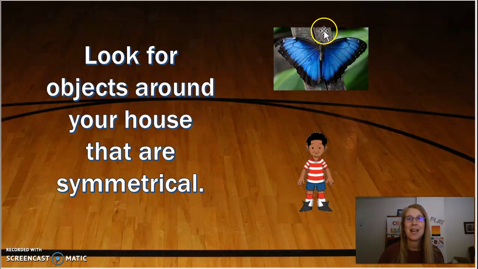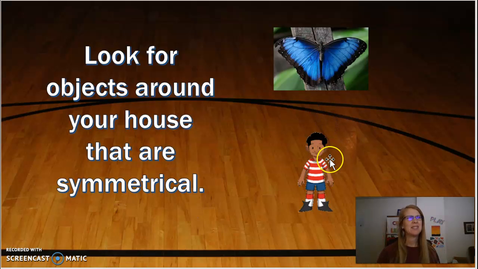And look for symmetry in nature. Here's a picture of a butterfly. Do you notice that a butterfly's wings are symmetrical? Both sides of their wings have the same coloration at the same spot. When they fold it together, they are matching up exactly. Not only is the size and shape the same, but so are the colors.